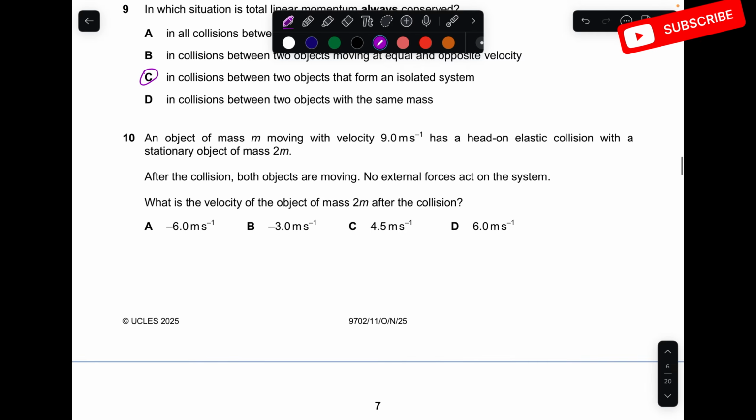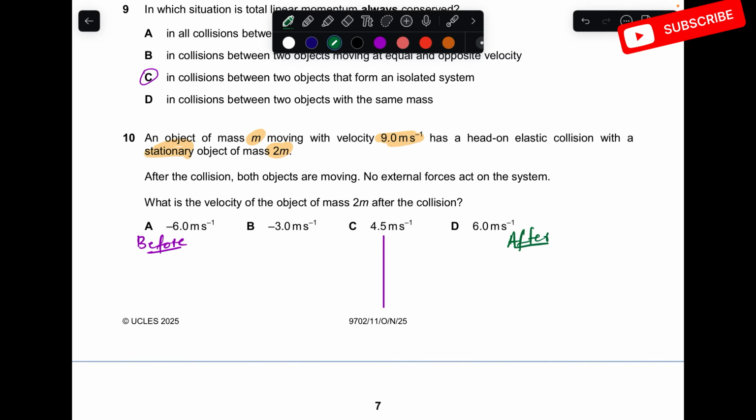Question 10. An object of mass m moving with velocity 9 meters per second has a head-on collision with a stationary object whose mass is 2m. Okay. After the collision, both objects are moving, and no external forces act on the system. What is the velocity? Okay, let's try to build the scenario. Here this left side is showing the before and this side is showing after.